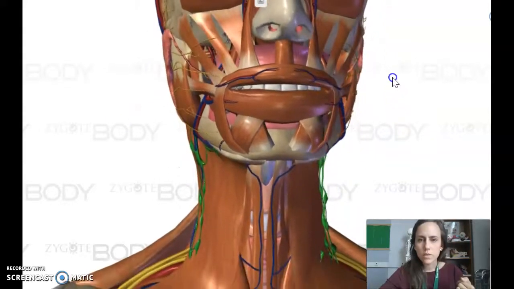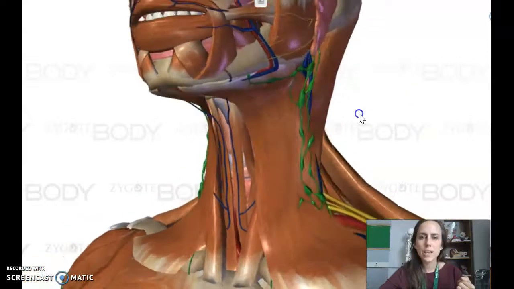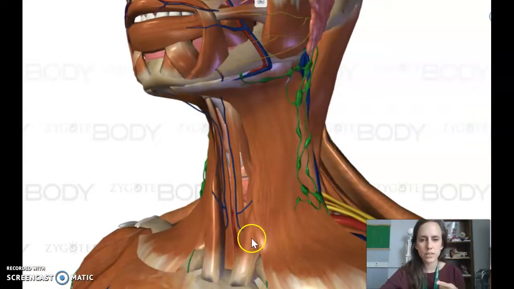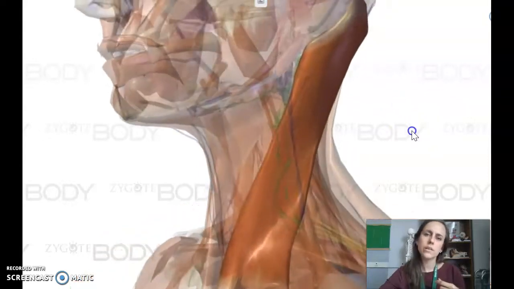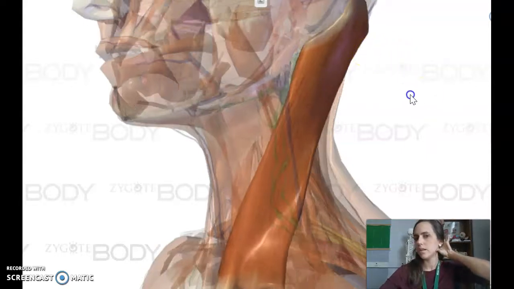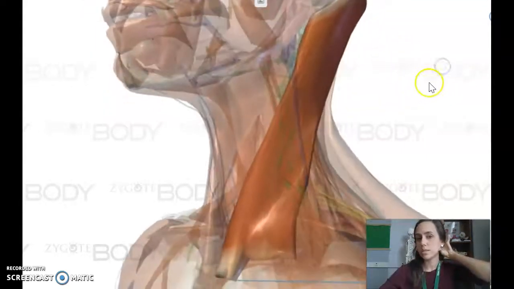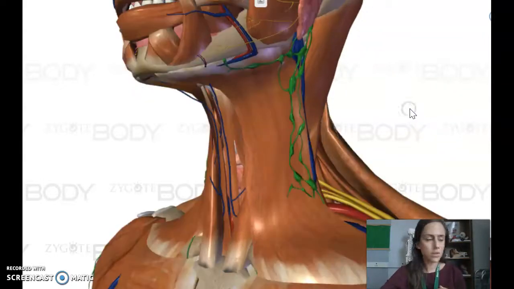The sternocleidomastoid, however you want to pronounce it, is here. It attaches up in the head at the mastoid process and comes down and attaches to the sternum and the clavicle. Those are the muscles of the head and neck that we need to know.